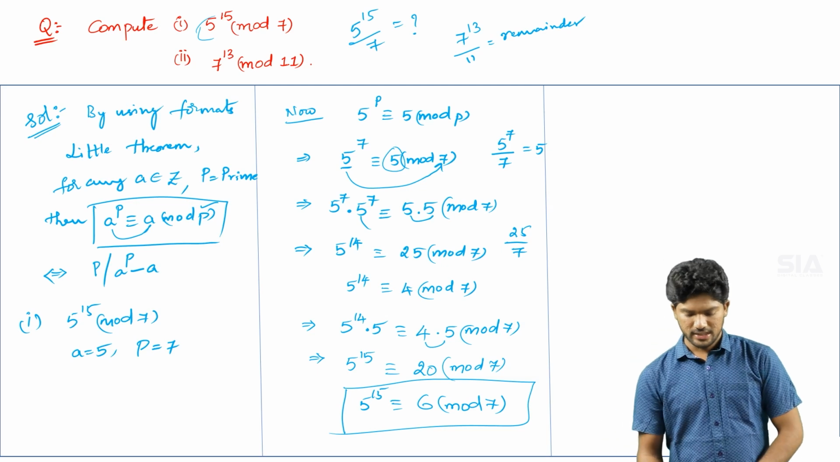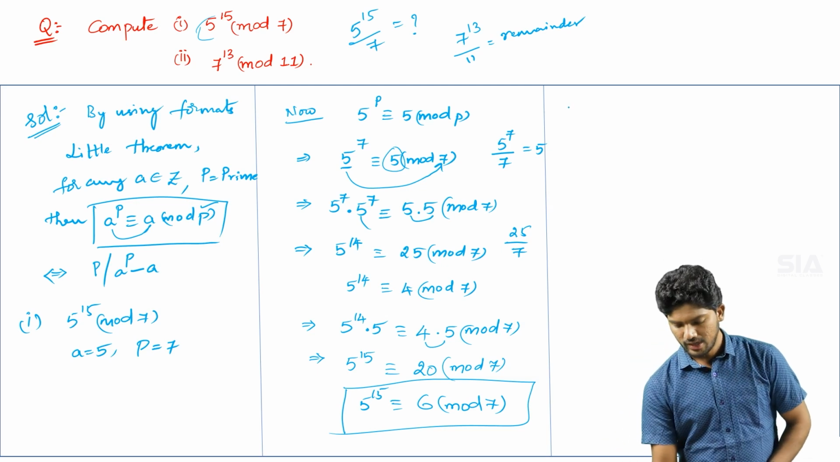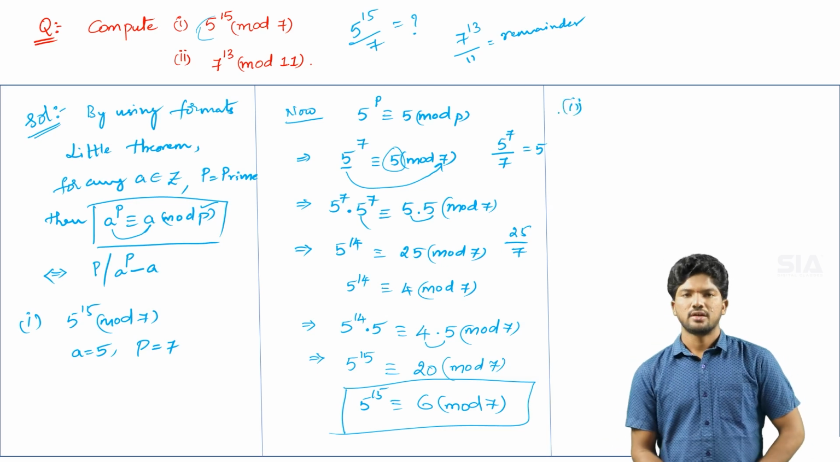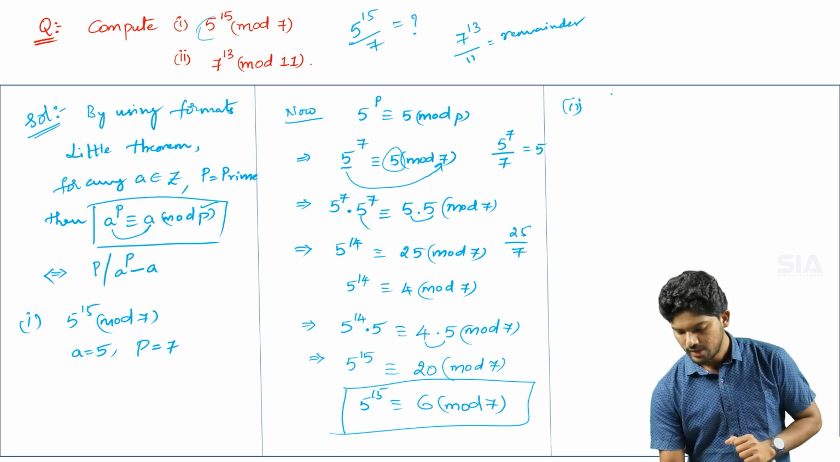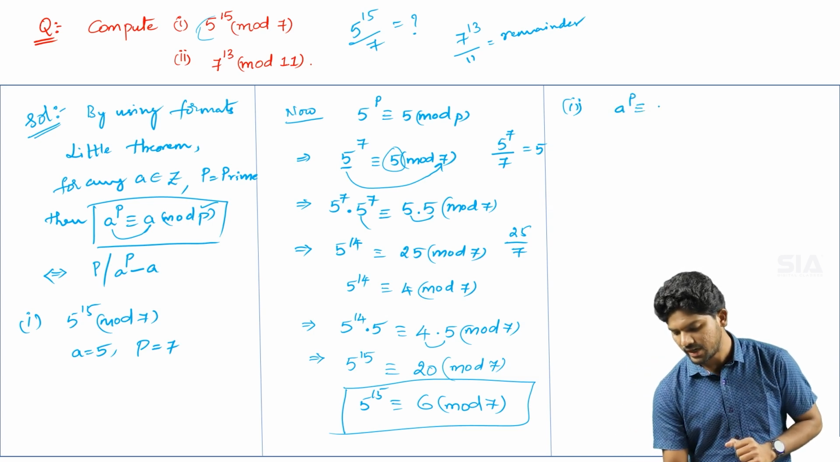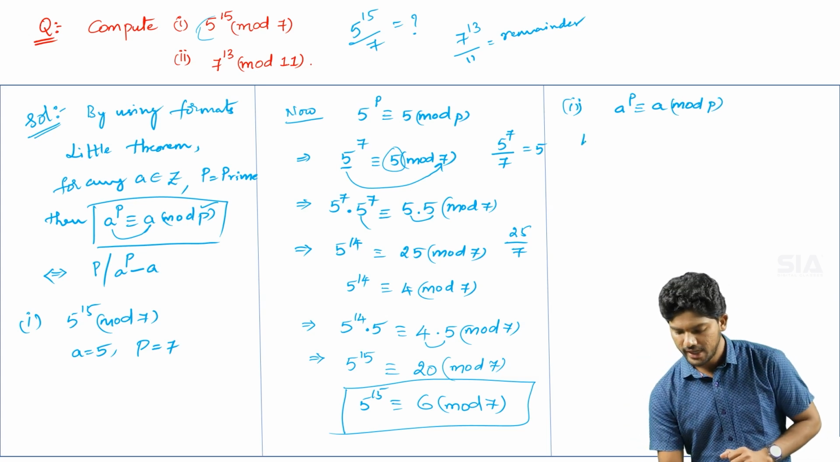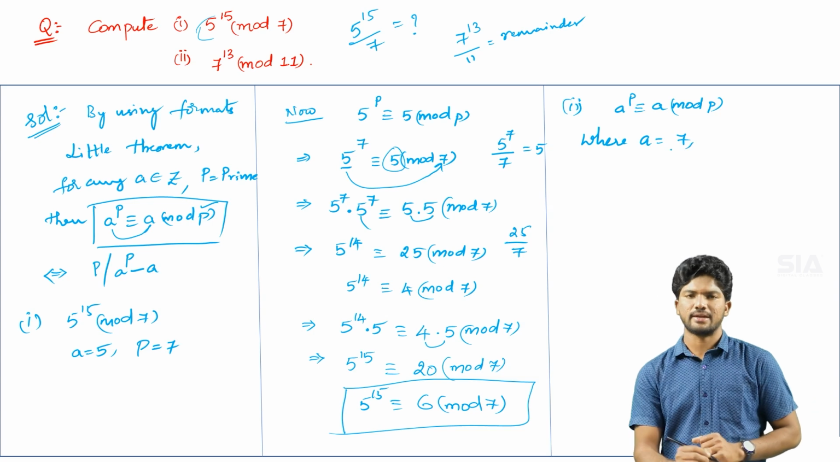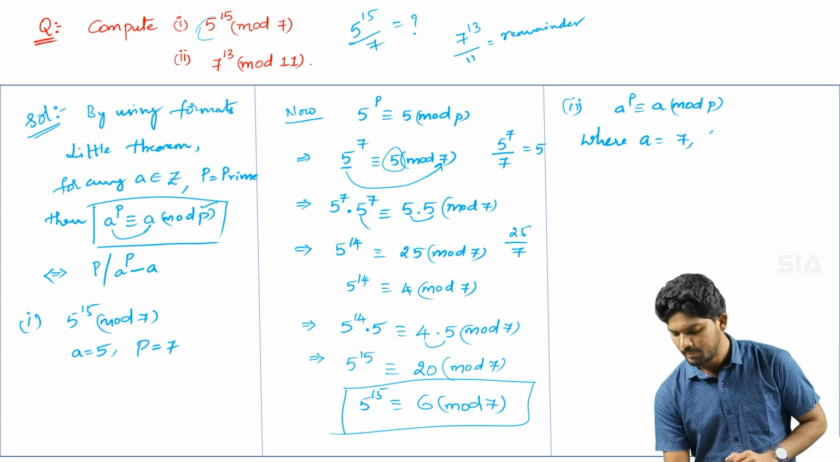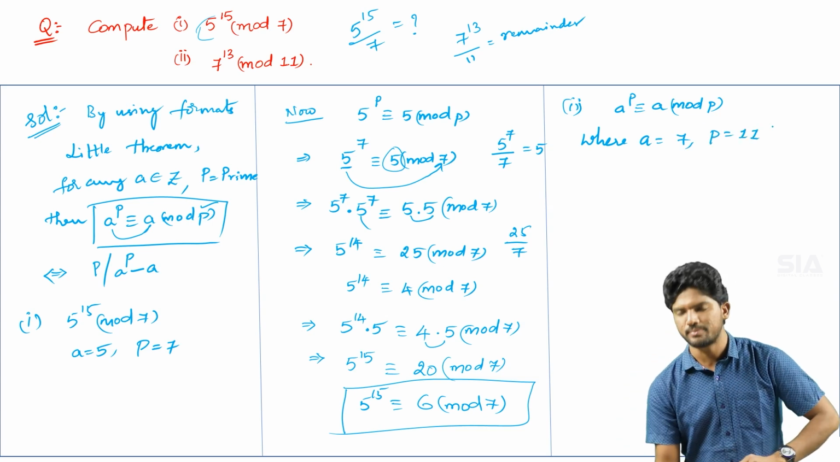So that is the solution of the first one. Now for the second one. By using little Fermat's theorem, a^p is congruent to a modulo p. What is the a value? 7 from the second problem, and the p value is 11. Both are prime numbers only.